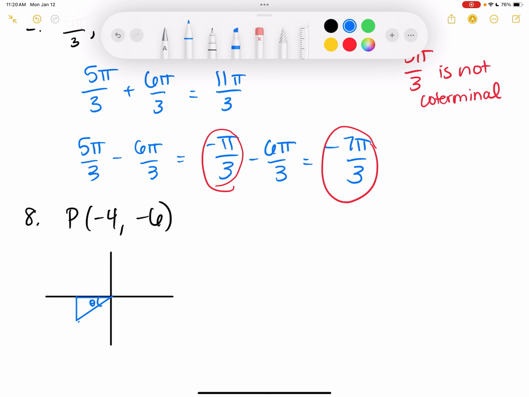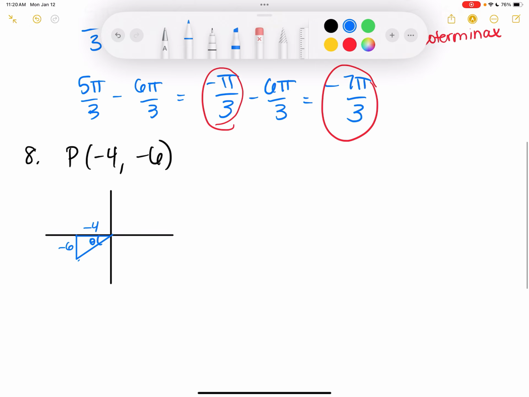So then I have negative 4, negative 6. So that means that this is negative 4 and this is negative 6. That is not drawn to scale. So then I need to find the hypotenuse of that. So c squared, or I'm just going to say c, is equal to the square root of 36 plus 16, just using the Pythagorean theorem. So c is equal to the square root of 52.